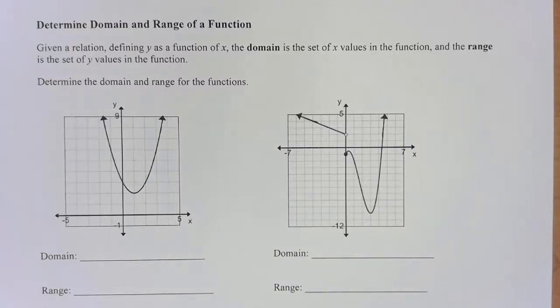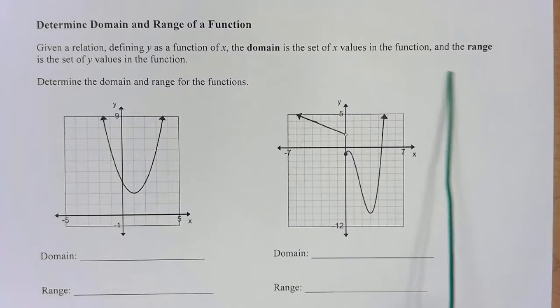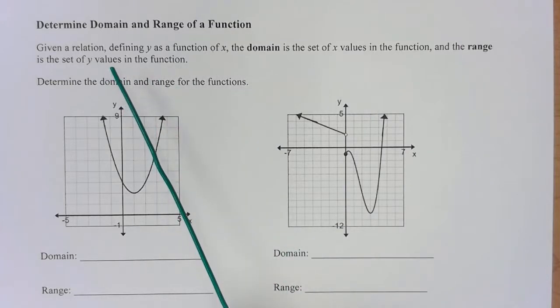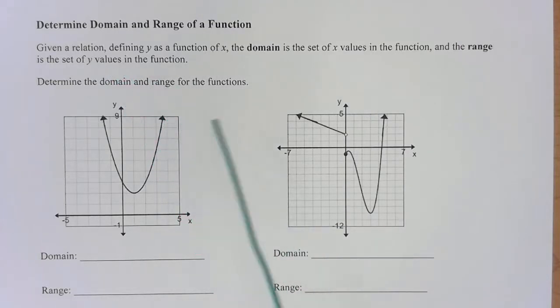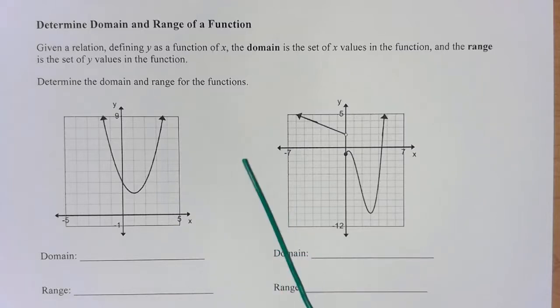Determining domain and range of a function. Given a relation, defining y as a function of x, the domain is the set of x values in the function, and the range is the set of y values in the function. You've got to know that the domain is referring to the x values, and range is referring to the y values. Now they're asking us on these next four graphs to determine the domain and range.